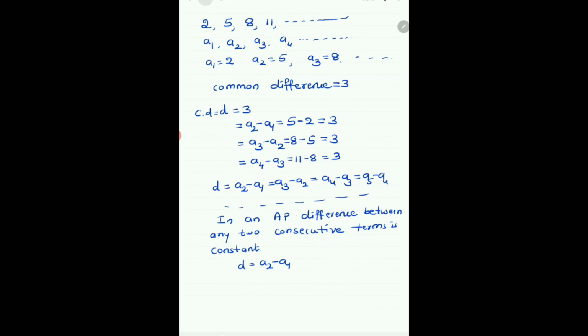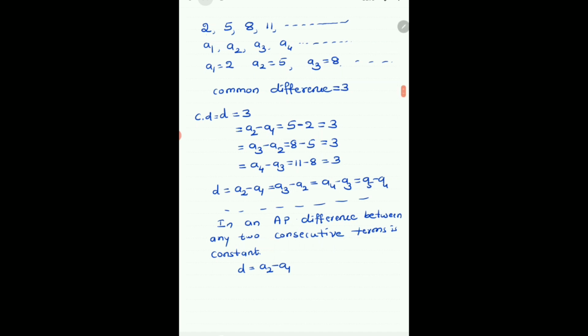So this value of D may be positive or negative. The fixed number may be positive or negative. So you can add a positive number, also you can add a negative number to get the next number in any AP. So here 2, 5, 8, 11, so on is one of the examples for AP. So let us take some more examples.